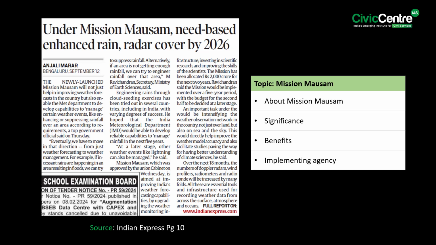The last article is that the newly launched Mission Mausam will not just help in improving weather forecasting in the country, but also enable the meteorology department to develop capabilities to manage certain weather events, like enhancing or suppressing rainfall over an area according to its requirements. In this context, let's talk about Mission Mausam.